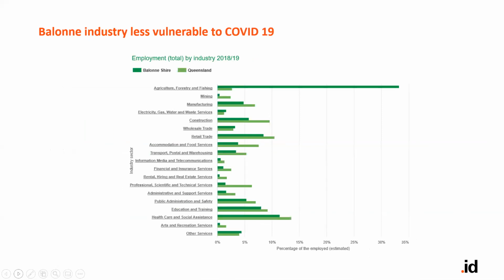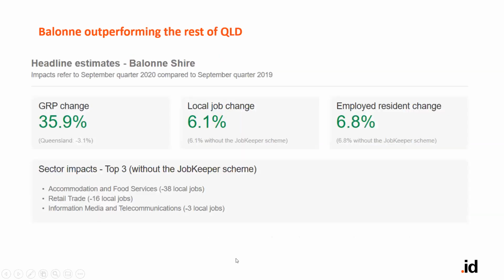It's probably the first time I've come out to regional areas and said, actually, you might be in a better position than some of your neighbours. And we can see here that's because your main industries in terms of employment are ag, healthcare and social assistance, a little bit of retail, education and training. So Belong is outperforming the rest of Queensland.